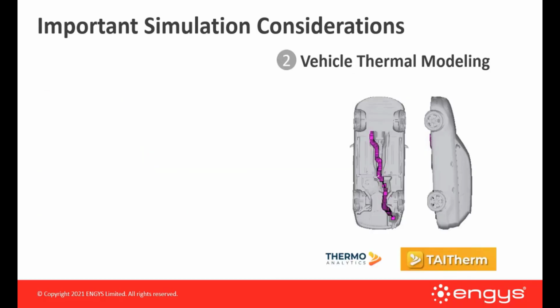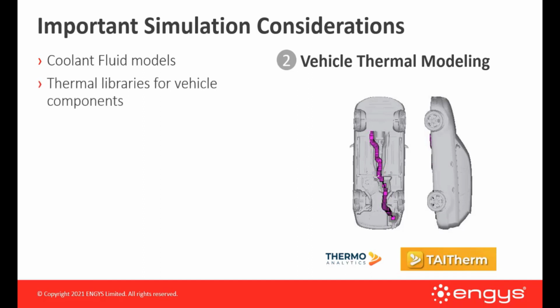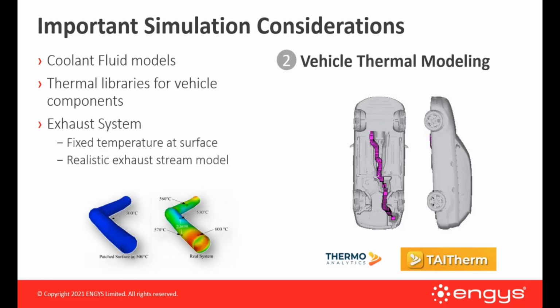Additionally, our thermal model shall accommodate the most level of fidelity as possible. Modeling things like coolant fluids, using thermal libraries for some components like, for instance, the air intake system, and using exhaust streams to better represent the vehicle exhaust system will bring the most out of our thermal simulations and will contribute to accurate results in the end.